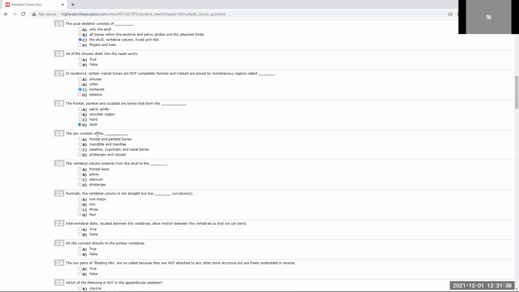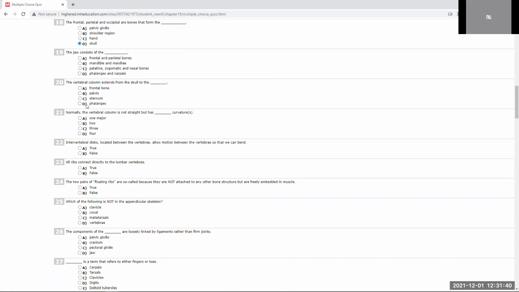The jaw consists of which two? B. Mandible and maxilla. Which one is below? Mandible, right. Yeah, the maxilla is the one on top. Very easy. You're probably saying, oh, this is so easy to remember. But when you're under pressure, it's a different story. So it's always good to have a backup plan, in terms of memory, jogging your memory.